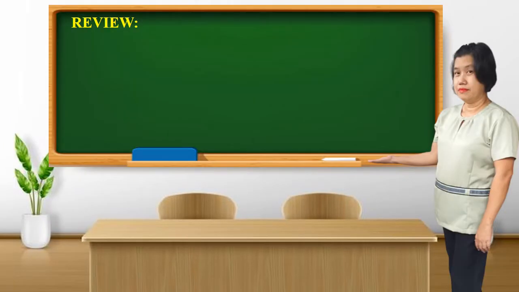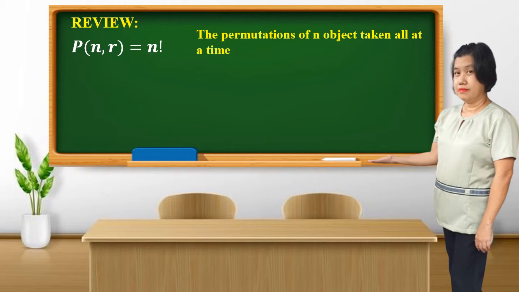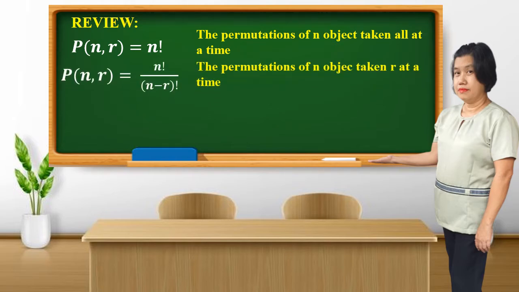Let's review first the topic we have discussed about permutations. The first one is the permutation of n objects taken all at a time. P(n, r) is equal to n factorial. The second one is the permutation of n objects taken r at a time. P(n, r) is equal to n factorial over the quantity n minus r factorial.